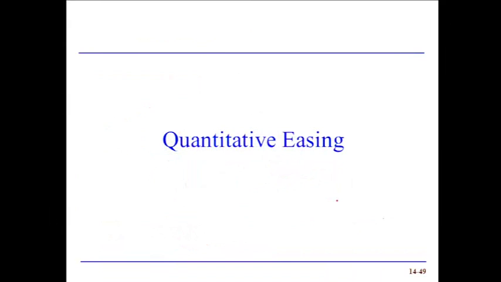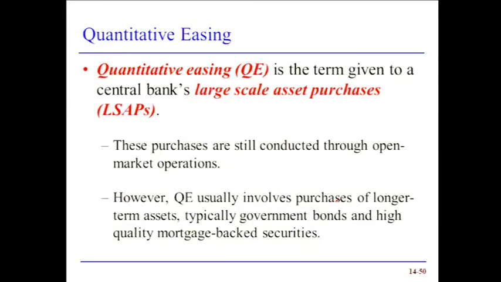Now, we have this thing called quantitative easing. Okay, so quantitative easing is really a term that the media likes, but economists don't. So economists generally refer to what the media refers to as quantitative easing as large-scale asset purchases, or LSAPs. Right? So these are large-scale, meaning these are big, and they're asset purchases. These asset purchases are done through open market operations just like regular open market operations themselves.